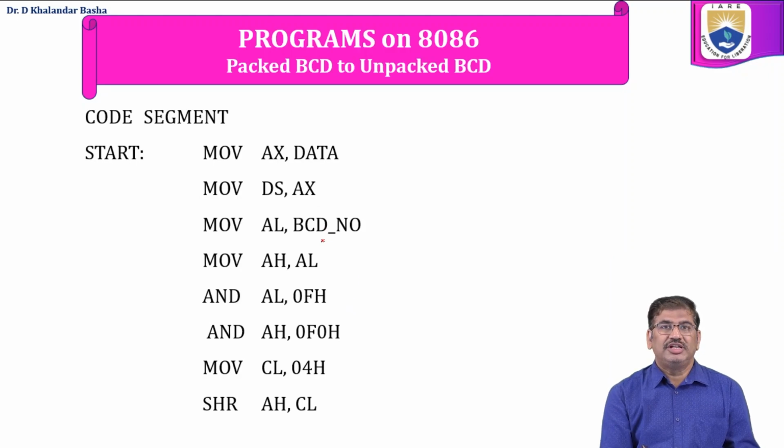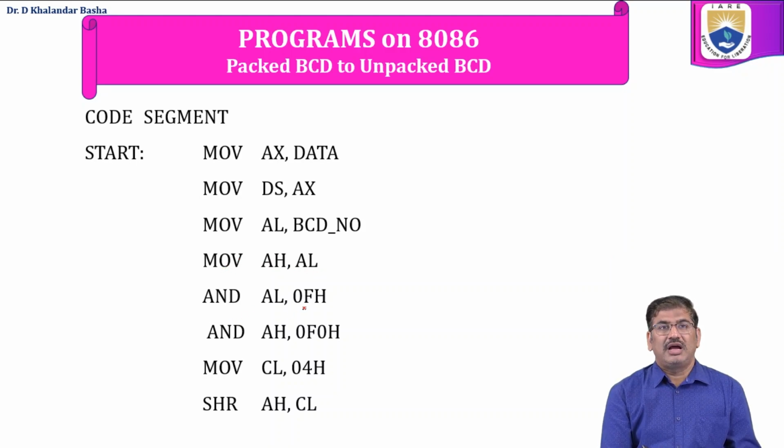Next, for fetching the BCD number into AL register, so move AL comma BCD number. Then we have retrieving the lower 4 bits and upper 4 bits. So we are going to take two registers, one is AL and the other is AH, by move AH comma AL.